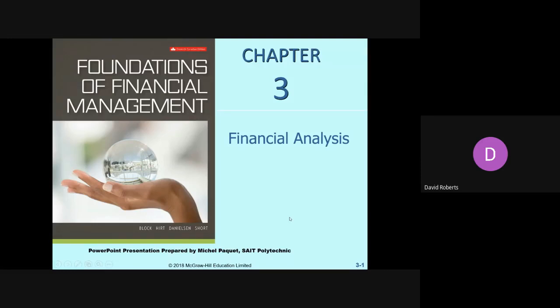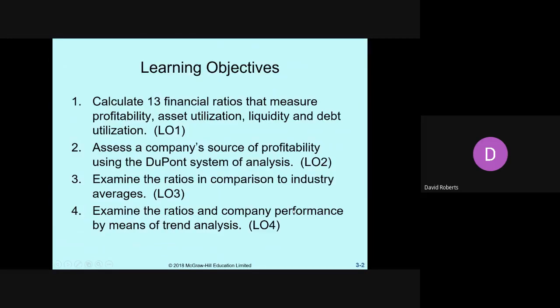This has to do with financial analysis, which is something you would have taken in introductory accounting. Financial ratios. We're going to obviously do a number of them. We won't necessarily do all 13. We'll do the major ones for determining profitability, liquidity, etc. And we'll compare the ratios to industry averages and see if the company is doing well, if they're improving, if they're getting worse.